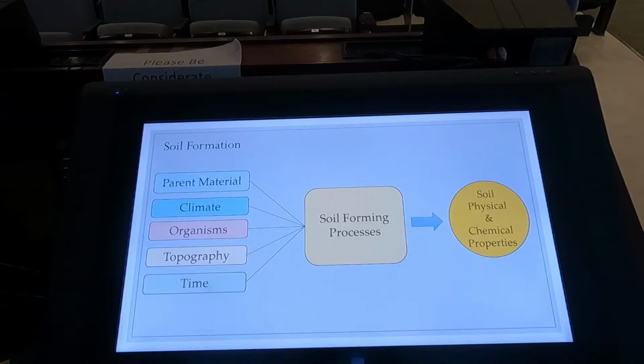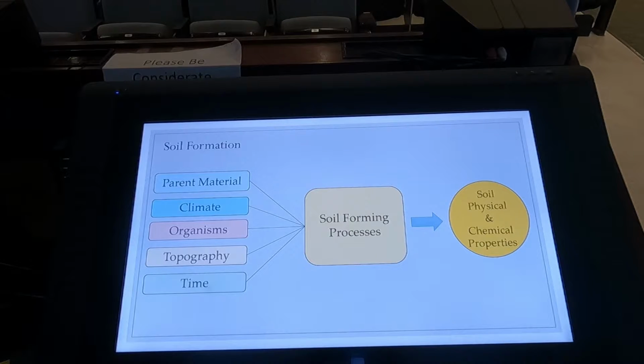Climate is going to be one of them: how temperature and moisture influence our weathering rates. Then organisms. Some of the different organisms that are present during this formation are going to either drag some soil or decompose some leaf litter, some material.